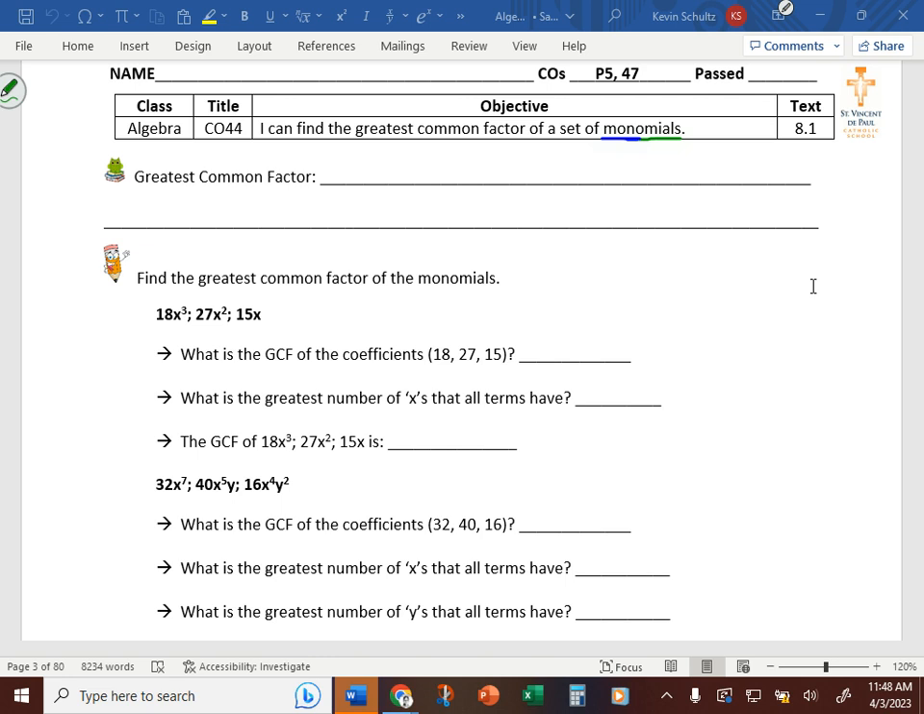How would you define greatest common factor? The greatest common factor. So what's a factor? A number all of them go into. All right. So a number that goes into another one. The greatest common factor in this case is we're looking for the largest term that goes into the set of terms.